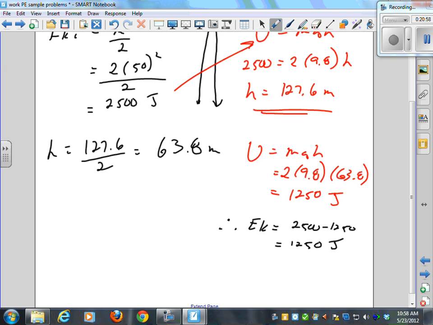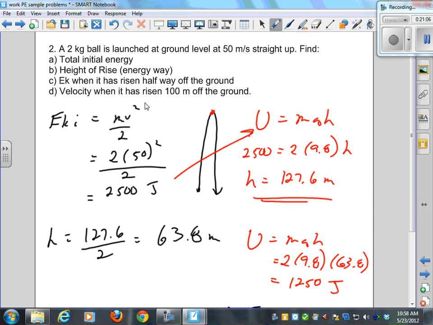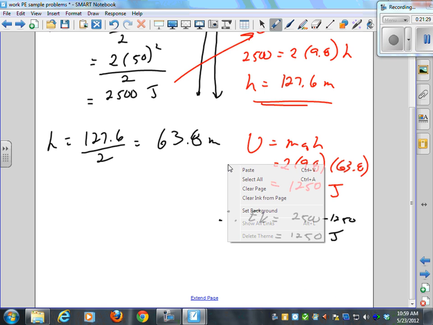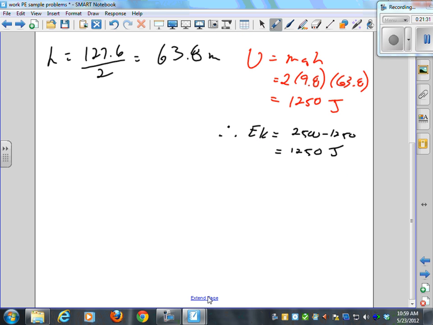Now it doesn't ask this, but maybe I should ask this question instead. I'm going to skip D, and change D to the velocity when it's risen to this point. Is it going to be going 25 meters per second? Halfway, should it be going half the speed? Yes? I don't know. Well, a quarter?